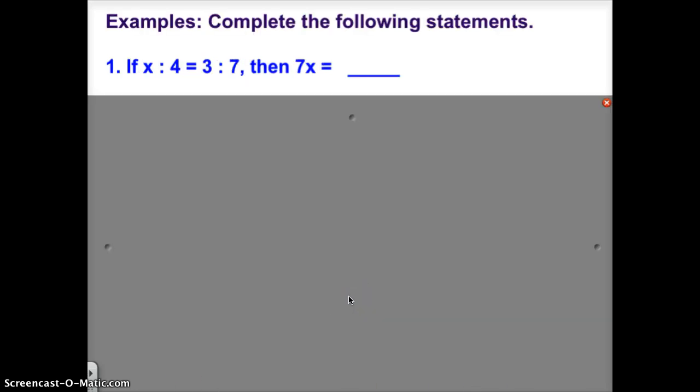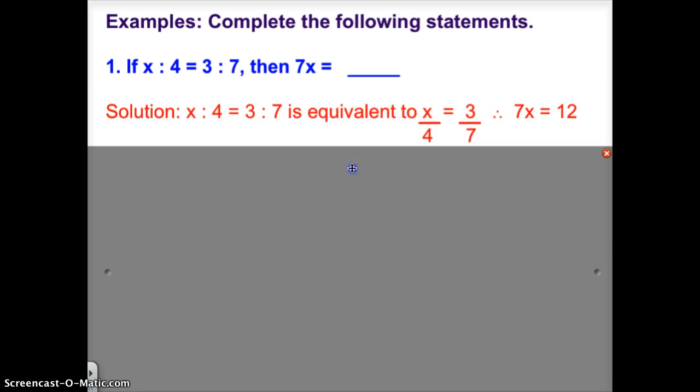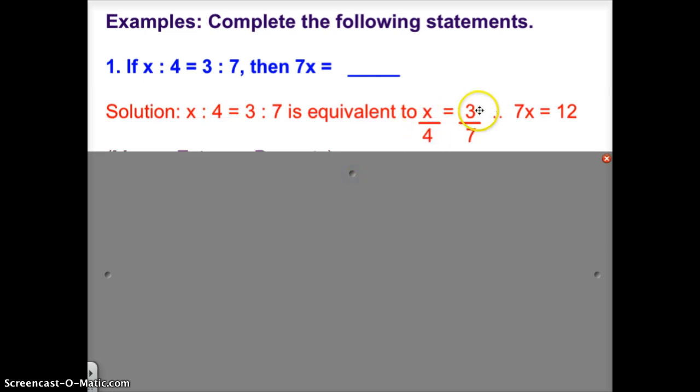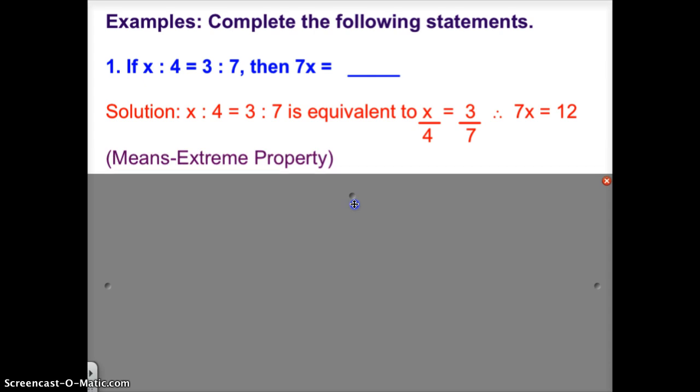In the next couple of examples, try not to look at your worksheet, as they are examples that are on the sheet, but we're going to go through them so that you can see. Complete the following statement. If the ratio of x to 4 equals 3 to 7, then 7x equals what? Well, it's not set up necessarily as a proportion because we're used to seeing them as fractions, but you can still set it up so that x over 4 equals 3 over 7, and when you cross multiply, 7x equals 12, and therefore there's your answer.